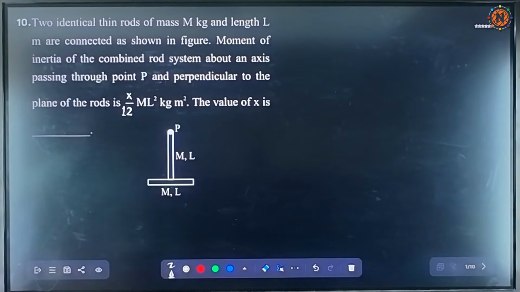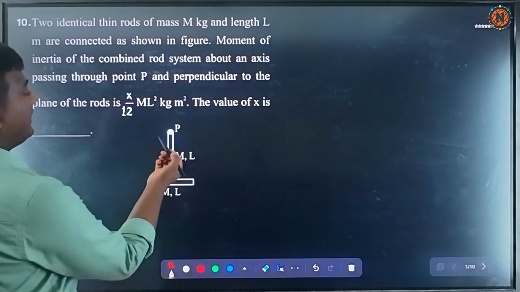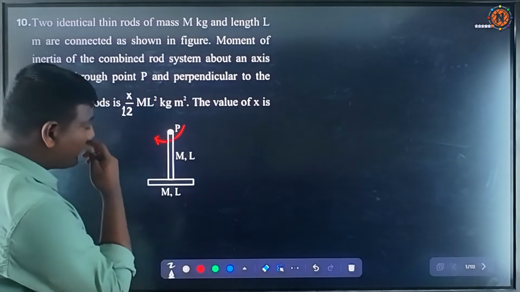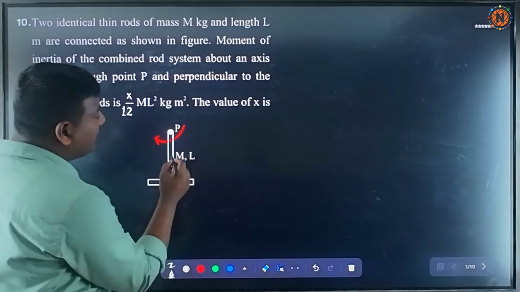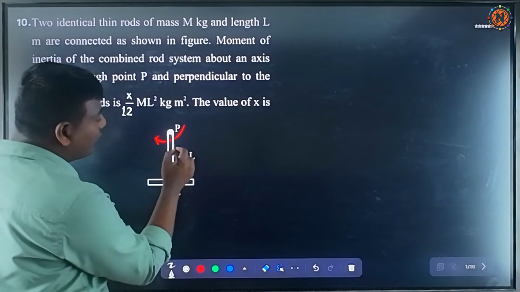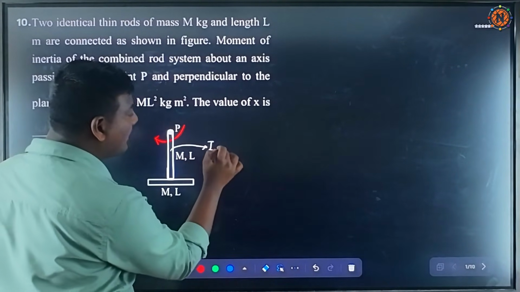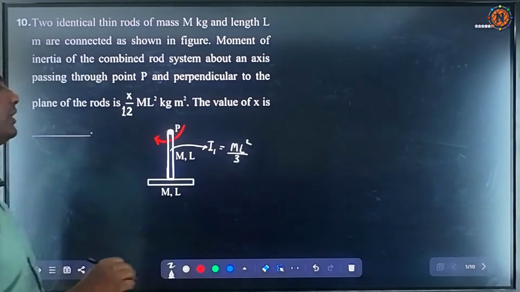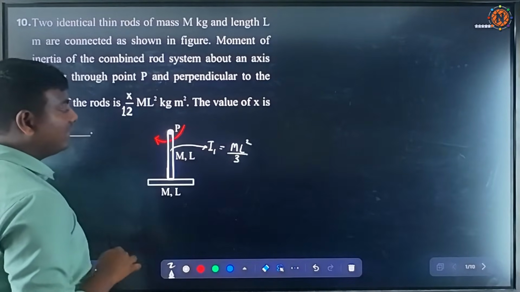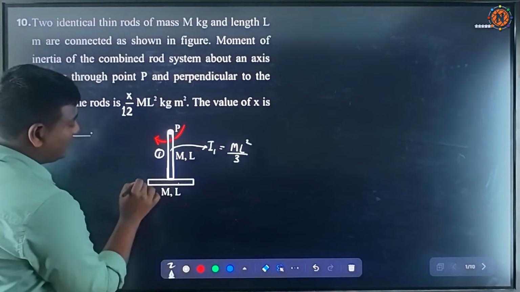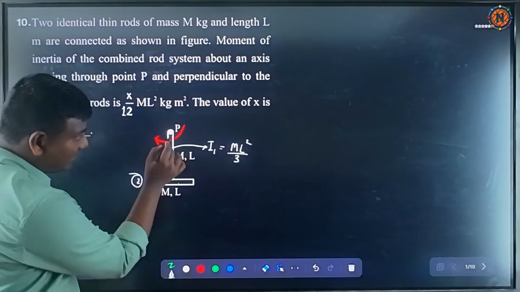So in this question, we need to find the moment of inertia about point A. Okay, how to find? Two rods are connected. So you can see the moment of inertia of this rod about this corner, let us consider this is I1. I1 will be ml square by 3, because moment of inertia about its corner will be ml square by 3. Now take this rod. This is rod number 2. This is 1. This is number 2. Now we need to find the moment of inertia about this point.